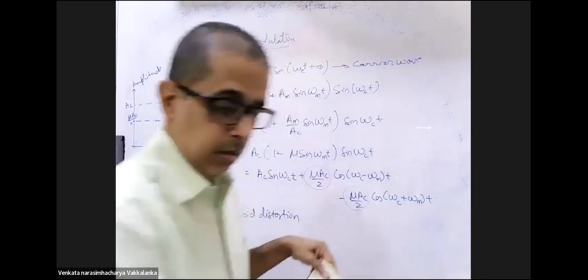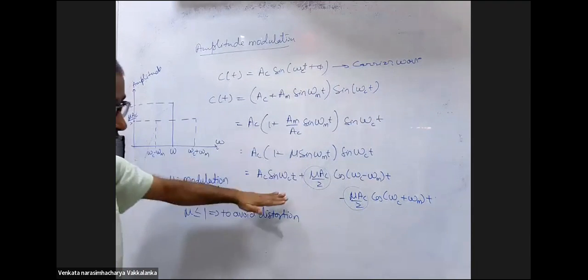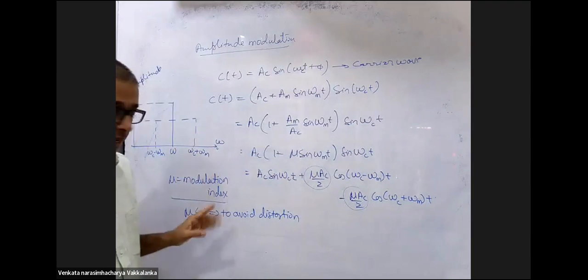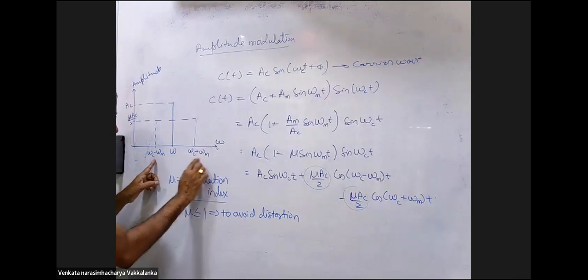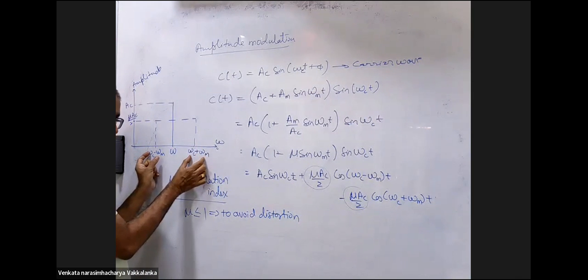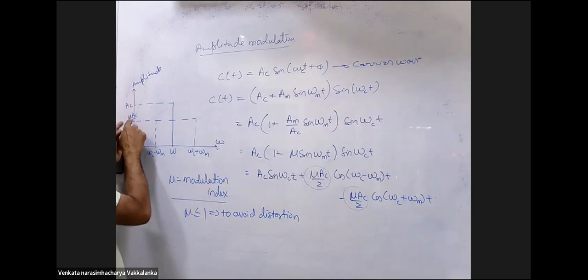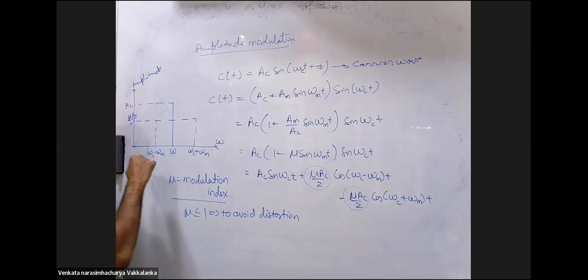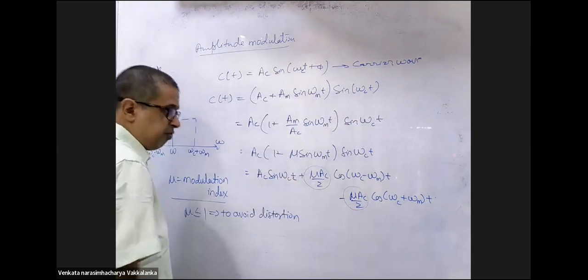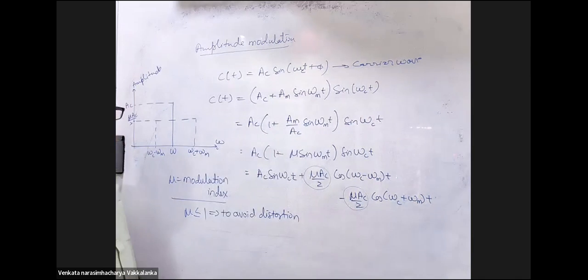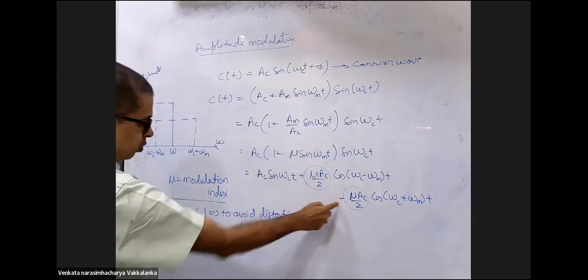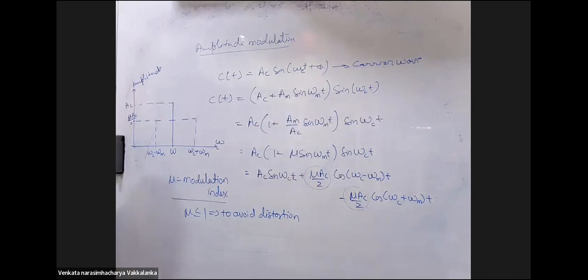Do we have to remember this graph and the expression? This is a must. Questions are coming on this. They are asking you the frequency range, this range, between which this will be mu AC by 2. They are asking you the value of mu. Mu is AM by AC. About this, and about this, questions are coming.